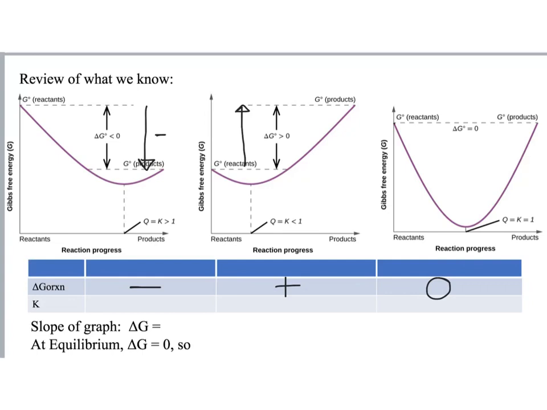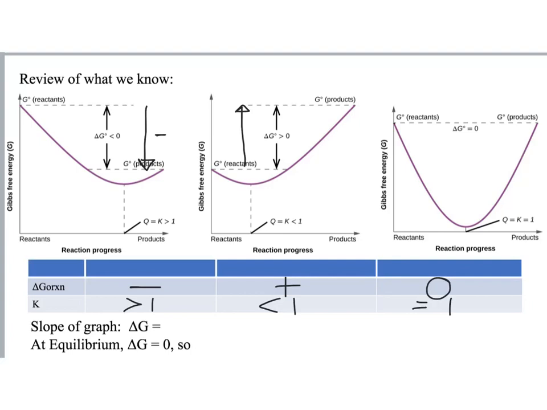The numerator would be larger. On the second graph, that dip is closer to the reactants side of our graph, so that means there'd be more reactants present. The denominator of the K expression would be bigger, and so K would be less than 1. And if you take the case of the last graph where the dip is perfectly in the middle, that would be K equal to 1. So that's all review from last semester when we talked about equilibrium and thermodynamics and Gibbs free energy.